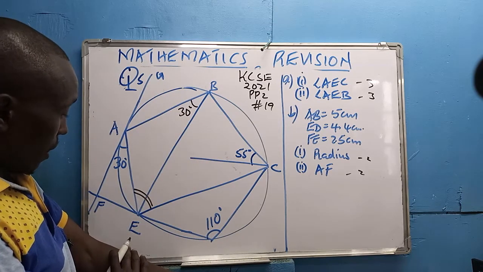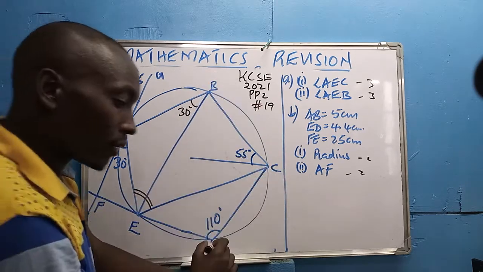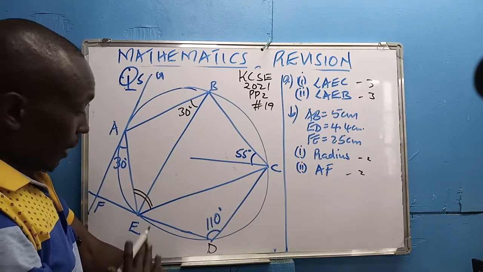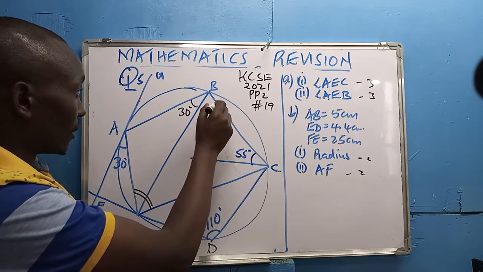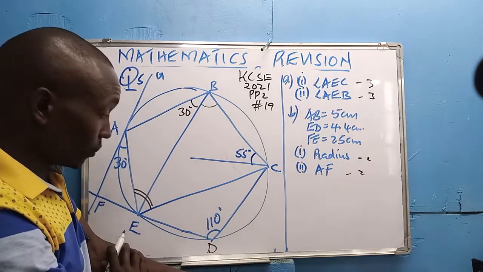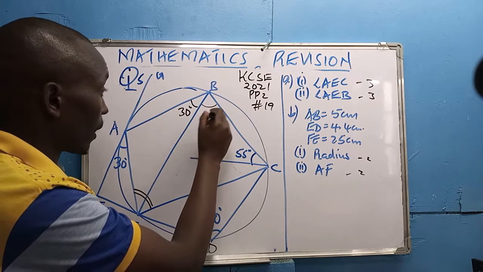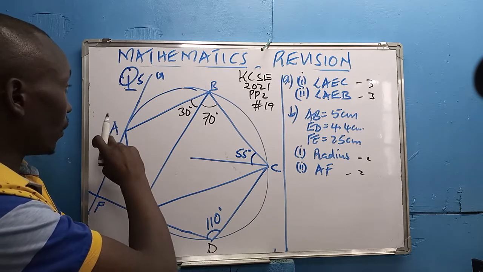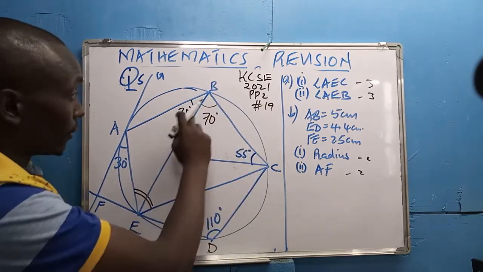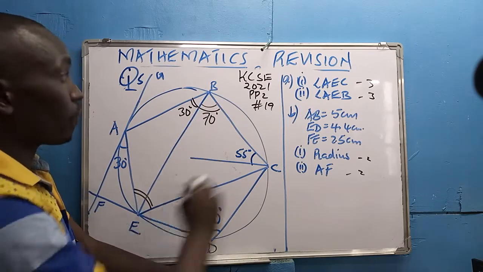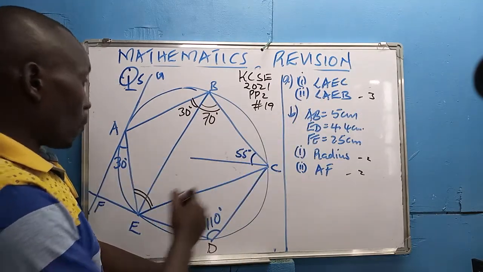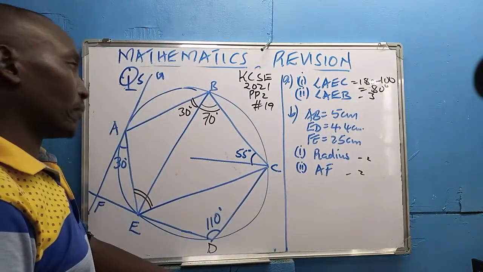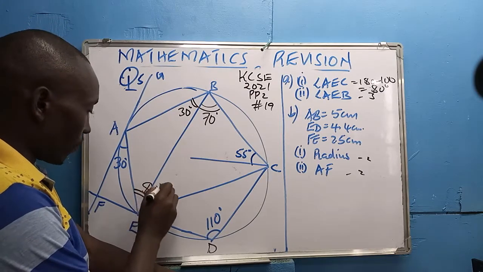If we consider E, B, C, D, that is a cyclic quadrilateral. So that means I can tell this. The opposite angles of a cyclic quadrilateral add up to 180, so this one will be 70 degrees. Having done that, I have the angle ABC, 100, the whole of this angle. So for me to get this angle, it will simply be 180 subtract 100. I will end up with 80. So the angle I'm looking for is 80.